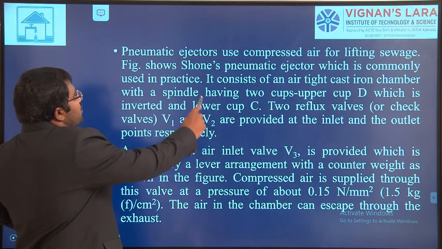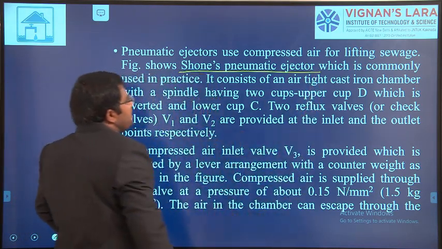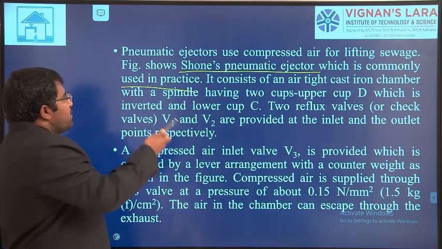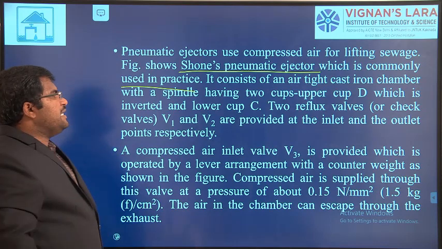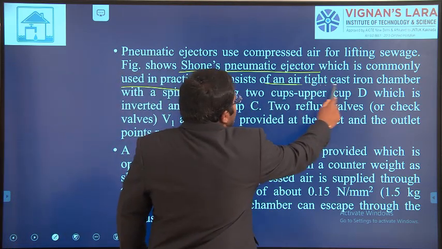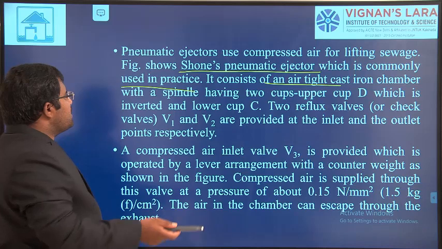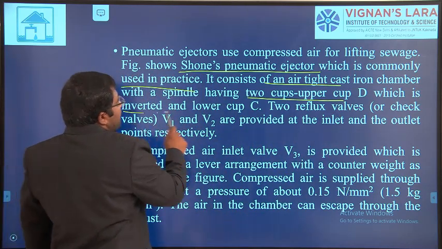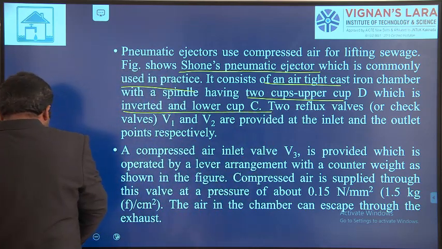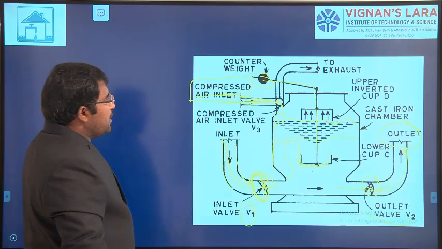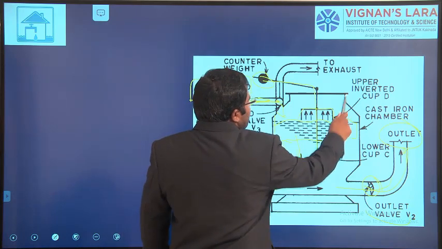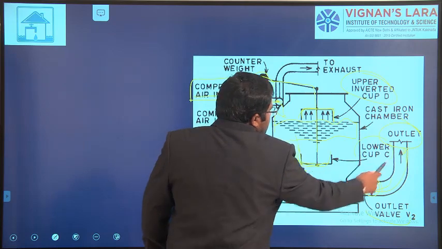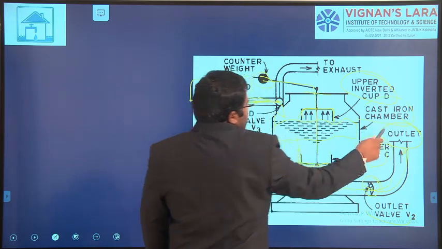Now here it shows a pneumatic ejector, which is commonly used in practice. It consists of an airtight cast iron chamber with a spindle having two cups: the upper cup D, which is inverted, and the lower cup C. This is the upper cup D, in inverted condition, and this is the lower cup C. This is made with a cast iron chamber.